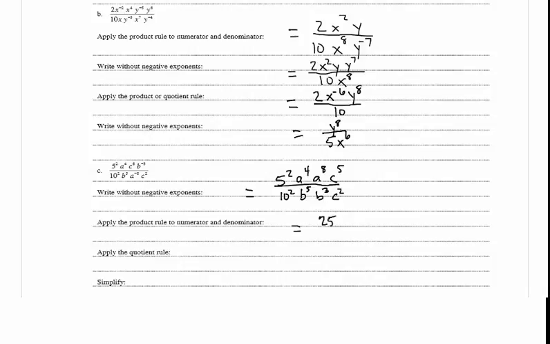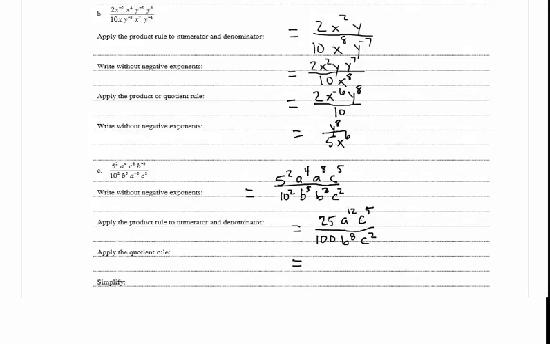Now we have a to the 4th times a to the 8th, and that's equal to a to the 12th times c to the 5th, divided by 10 squared can be written as 100. And then we have b to the 5th times b cubed, and that's equal to b to the 8th times c squared. And now we want to apply the quotient rule.